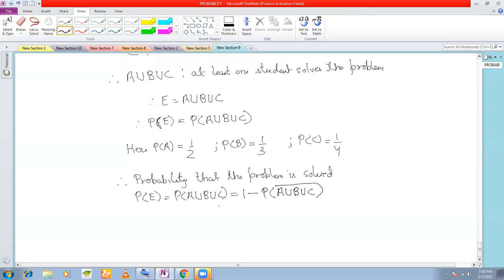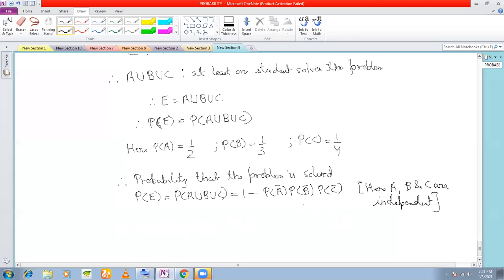Or let's say, complement, and not this way, and write the formula directly. I'm deriving the formula actually. P(A union B union C) is equal to 1 minus P(A bar) into P(B bar) into P(C bar). Why? Because here A, B, and C are independent events, right? So therefore, from the formula I can write, because A, B, and C are independent, P(A union B union C) is equal to 1 minus P(A bar) P(B bar) P(C bar). I've already shown you the deduction, right?